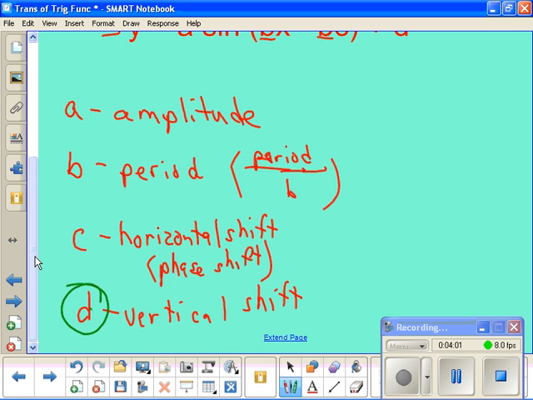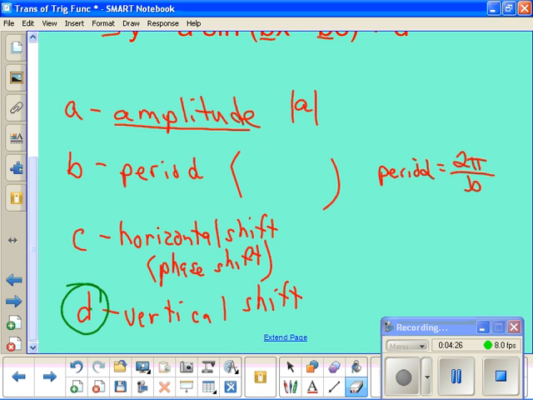And that's a summary here. A is the amplitude, and it's always the absolute value of a. We don't worry about whether it's negative or not, it simply reflects it to the other side. The period is always equal to 2 pi divided by b for sine and cosine, or pi divided by b for tangent. That's the period. Horizontal shift, meaning the phase shift, is what c represents, and the vertical shift moves it up and down.